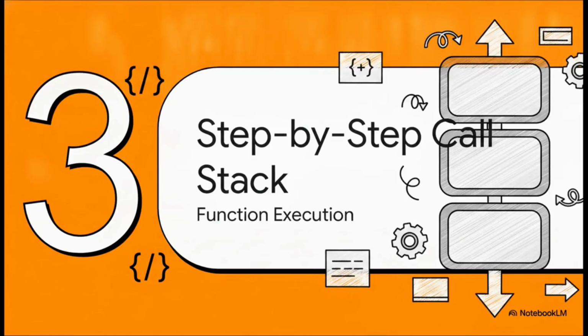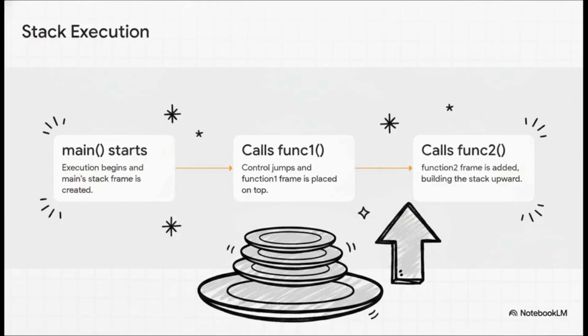Which brings us to Section 3, a step-by-step look at the call stack and actual function execution. This is the core journey right here, where we translate these abstract concepts into a real visual execution. I want you to think of this whole process like stacking physical plates in a cafeteria. Execution in C++ always, and I mean always, starts at the very bottom with the main function. As soon as execution begins, a stack frame for main is placed right at the bottom.